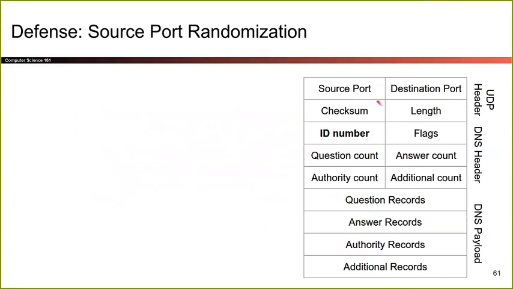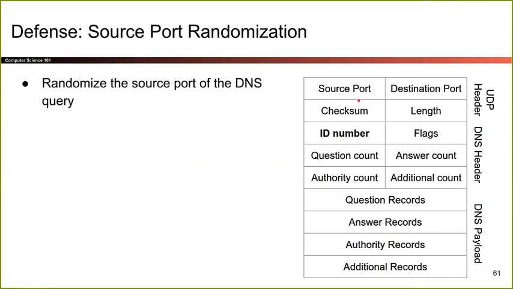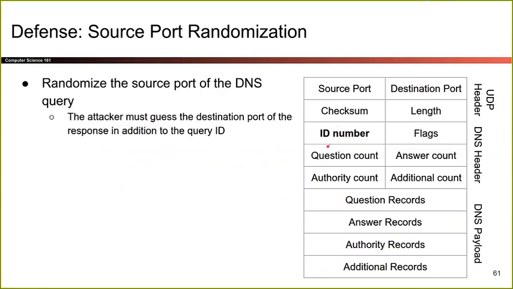Well, if I look carefully, there's one place where we said the number can be anything. So if the number can be anything, let's randomize that too. Now, not only does the attacker have to guess the ID number, but they also have to guess what random source port the client chose. Remember, this source port is like the room number in the apartment. It can be whatever you want. So modern DNS resolvers will always pick something random here so that the off-path attacker not only has to guess this 16-bit value, but also this 16-bit value. That's a total of 2 to the 32 values.